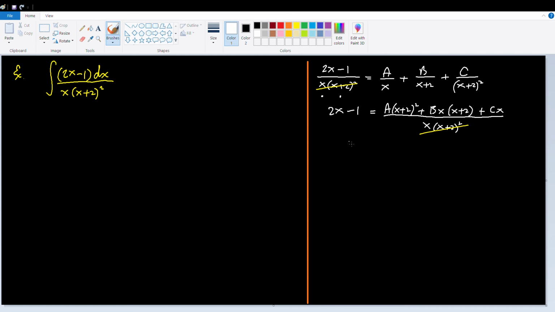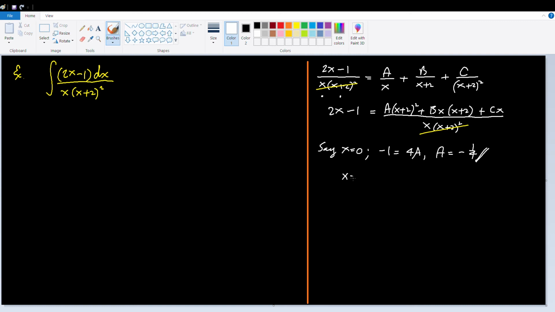Okay, so we solve for a, b, and c by substituting appropriate values to x. So say x is equal to 0. So 2 times 0 minus 1 is negative 1. All x's at the right side will become 0. So b times x times (x plus 2) is 0. c times x likewise will be 0. So that leaves a times (0 plus 2) squared. So 0 plus 2 is 2, squared is 4a. So we get the value of a equal to negative 1/4.